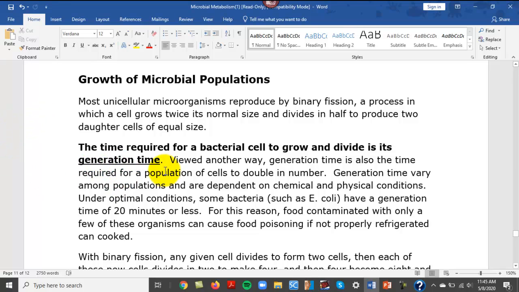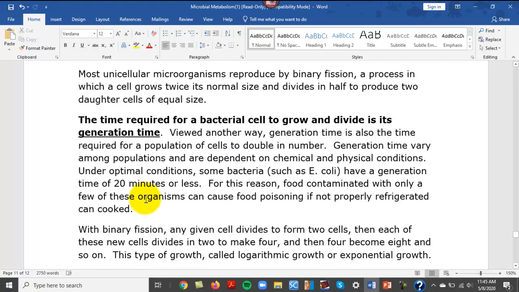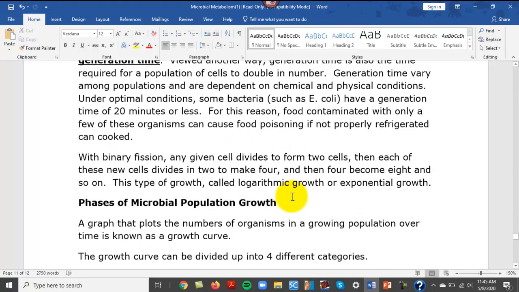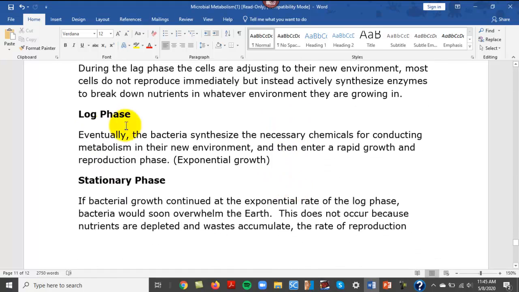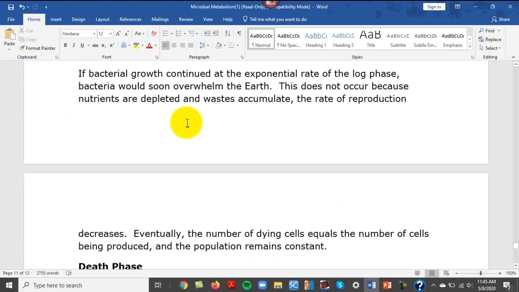Generation time is the time it takes a cell to undergo mitosis. And like it says here, E. coli takes about 20 minutes or less. Doesn't take very long. And that's one of the reasons you can't leave food out at room temperature for long periods, because if you have 1 million cells per gram, if you leave it out for 3 or 4 hours, you're going to have millions of cells per gram. So everything is written verbatim for you here.